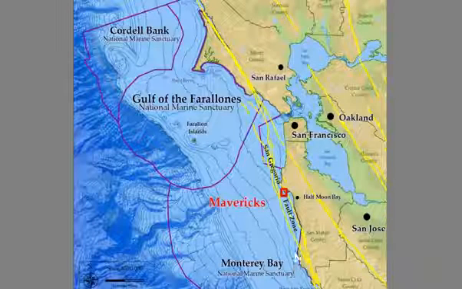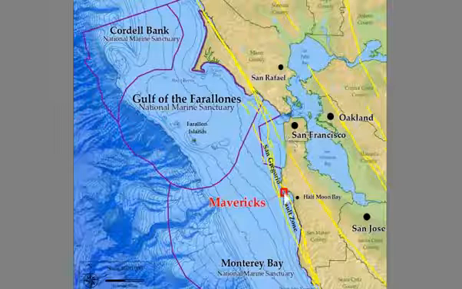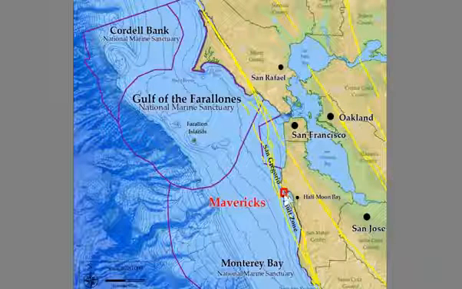Mavericks is located south of San Francisco, right here, off a point of land near Half Moon Bay in central California. What I want you to do now is go look at the video called The Science of Big Waves that is going to explain for you, among other things, why there's a big wave that forms here at Mavericks. The key is refraction.